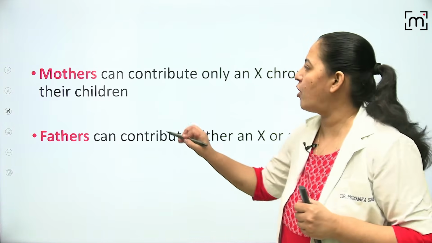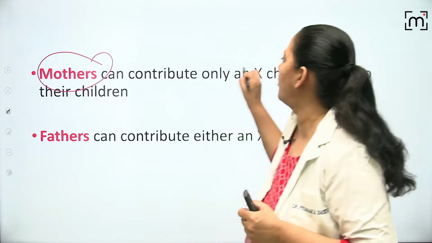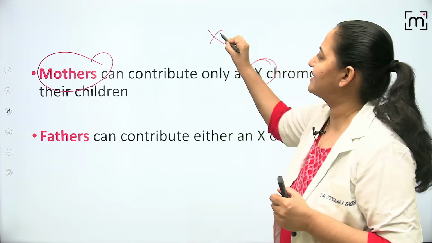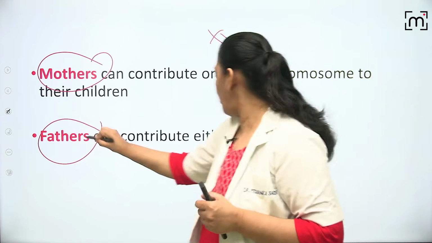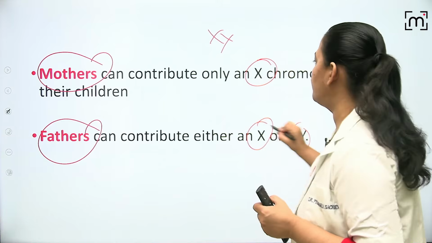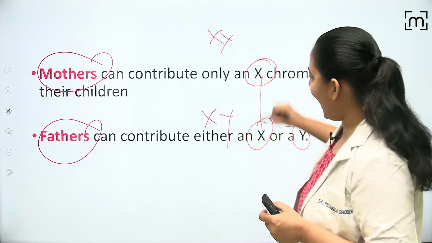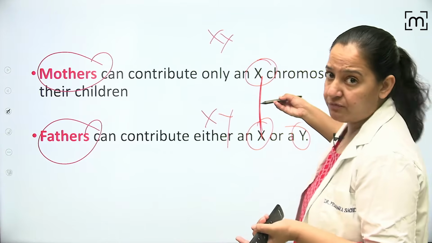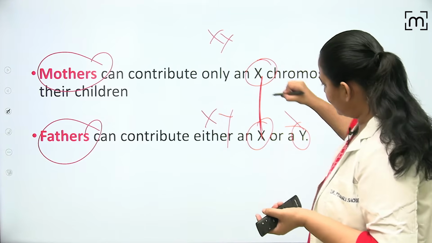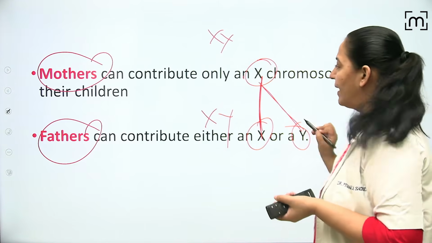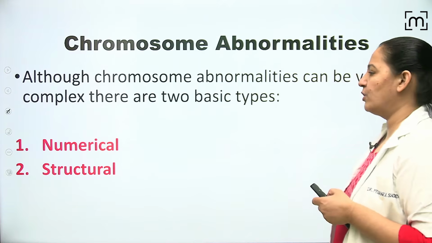So mothers contribute only the X chromosome to the child because mother is XX. But fathers can contribute X also, Y also, because fathers are XY. And it depends. If the father is contributing X, it will be XX, a daughter is born. And if the father is contributing Y, it will be XY, a son will be born. So I guess you got it.